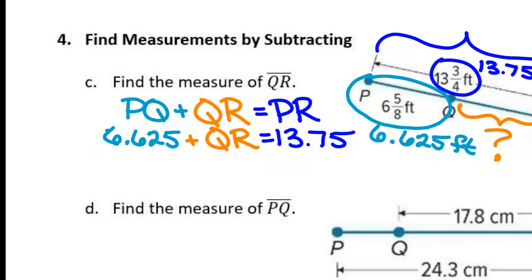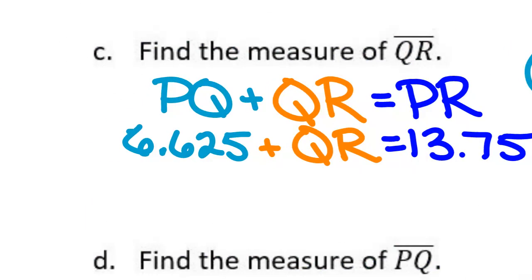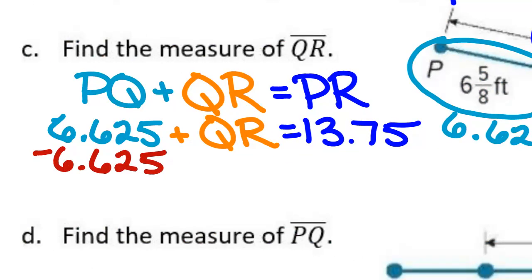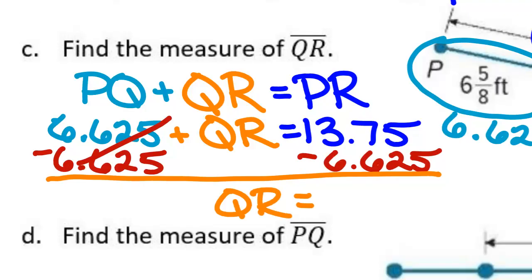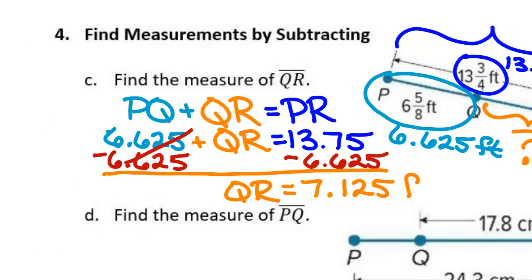What can I do to this if I want to get QR all by itself? Subtract. So we're going to minus 6.625 from both sides. And that means that QR is how big? 7.125 feet. Yes.